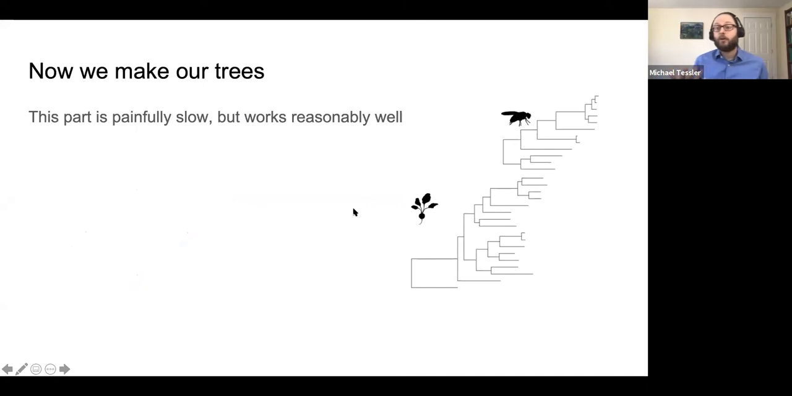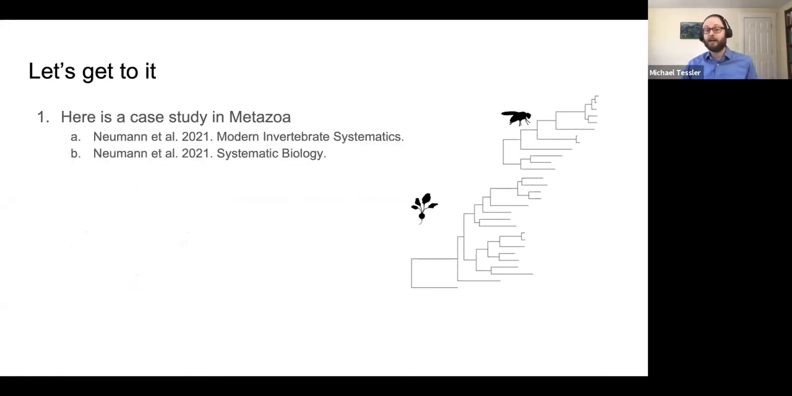So we got to make a whole bunch of trees, right? That's ultimately what we have to do. Dig into the literature, find a bunch of trees, and then make them combining our two data sets. This is painful, it's slow, but it works pretty well. We get pretty good results. The methods for tree building were worked out a long time ago, and just updated for larger and larger data sets. So we're going to focus again on this case study in Metazoa.